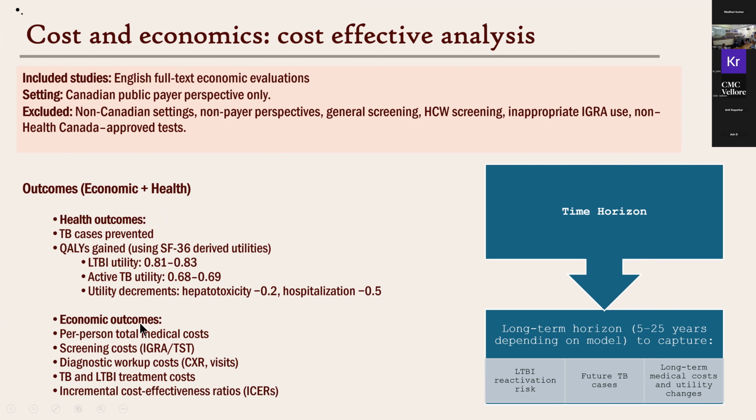For the economic outcomes, they looked at per person total cost, the screening cost, the diagnostic workup cost, and they've also looked at the incremental cost effectiveness ratio. I'll come to what the ICER is later. The time horizon they looked at is 5 to 25 years, so that you can capture future TB cases, and long-term medical costs were looked at.